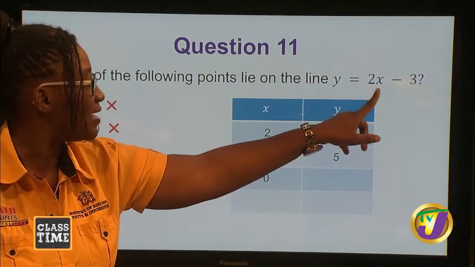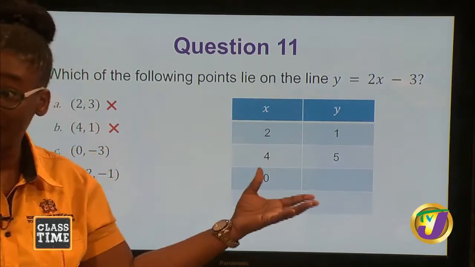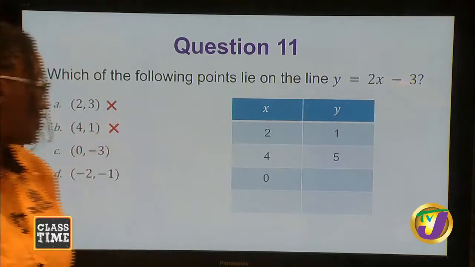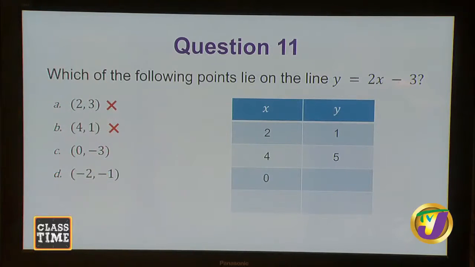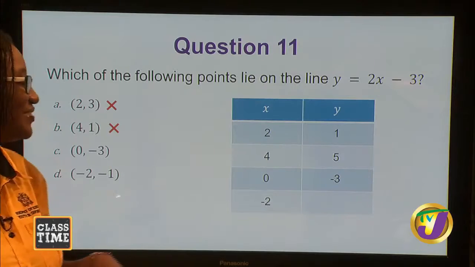So 2 multiplied by 0 is 0. Subtract 3. That's -3. So that works. But we're not going to just choose that, in case I made a mistake, right? Yes. All right, let's check -2.